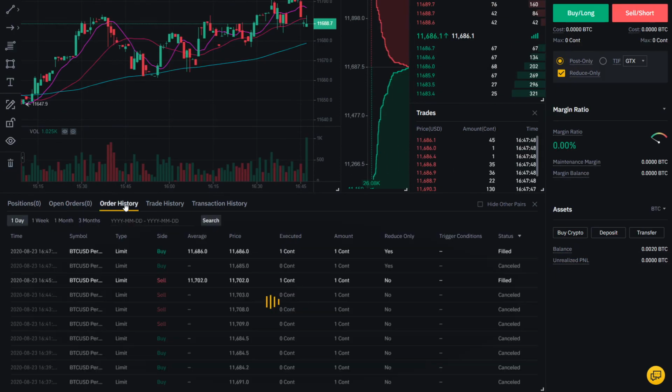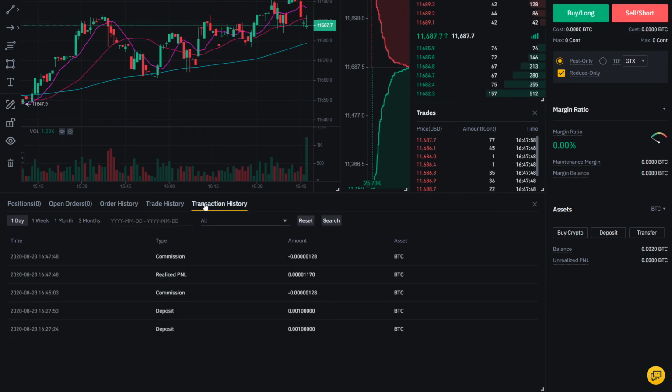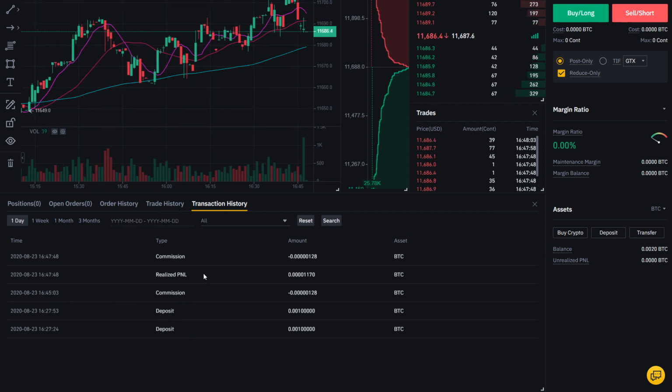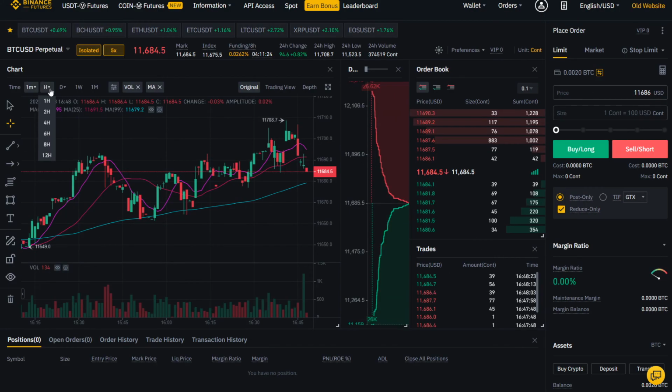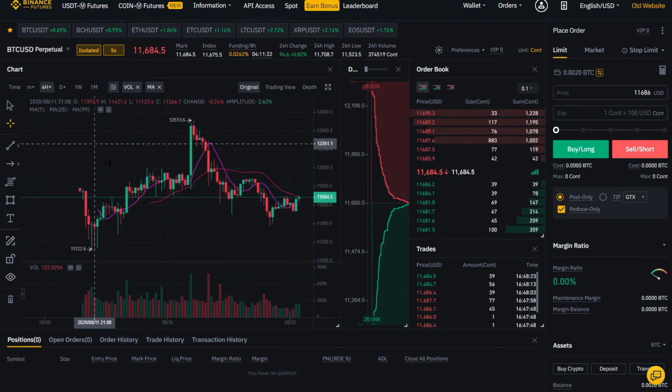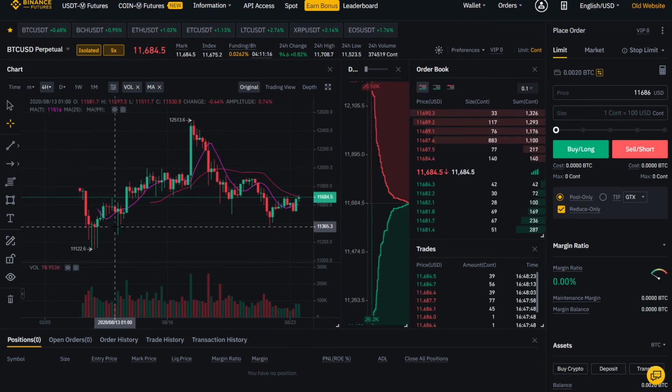You can see your order history, your trade history, transaction history, to see your deposits, withdrawals, fees, and the realized P&L. Of course, this was just a little example. For real trades, I would make a larger and longer trade when an opportunity arises. As you can see on the 4-hour chart, this is a pretty new feature for Binance, and I certainly enjoyed the coin futures more than the USDT futures.